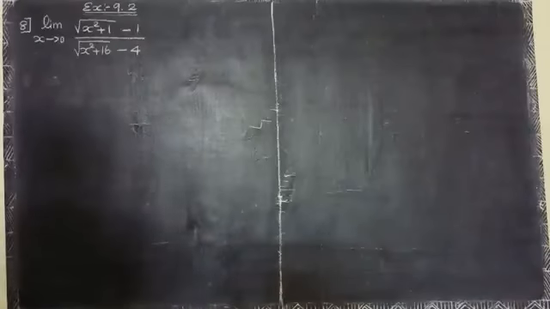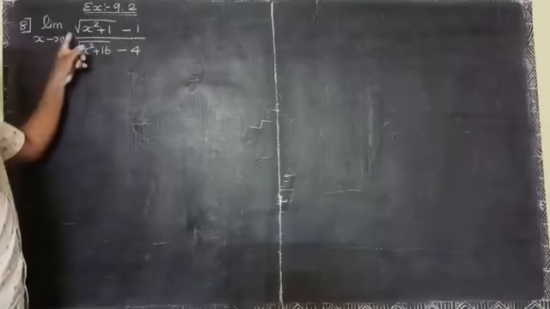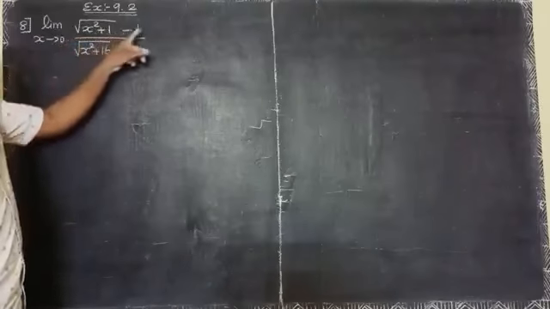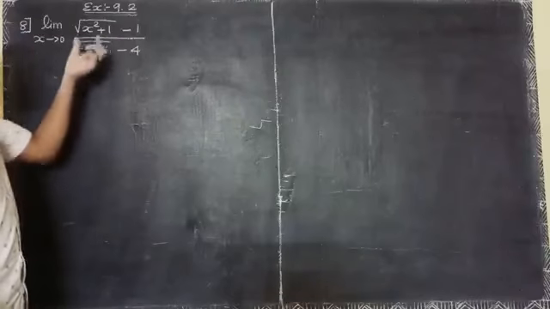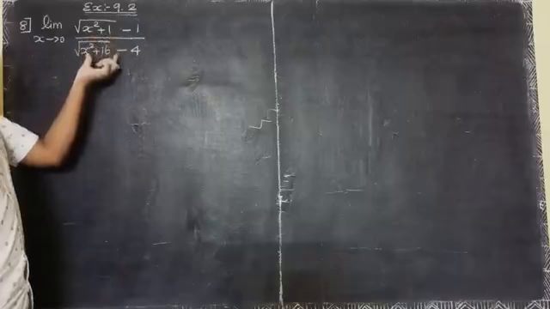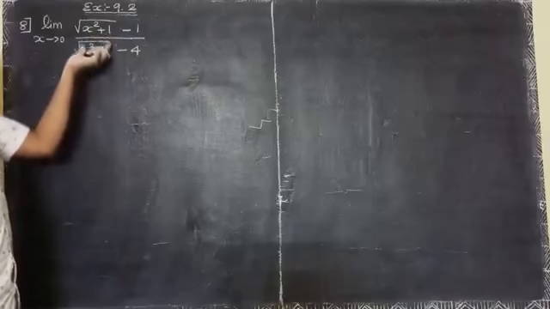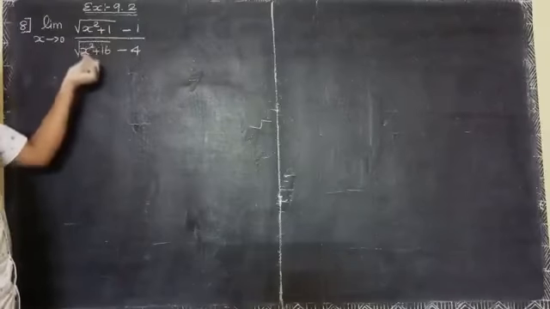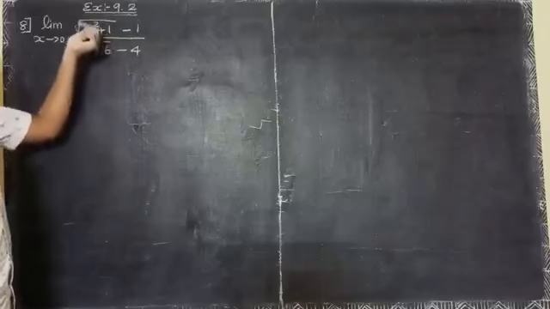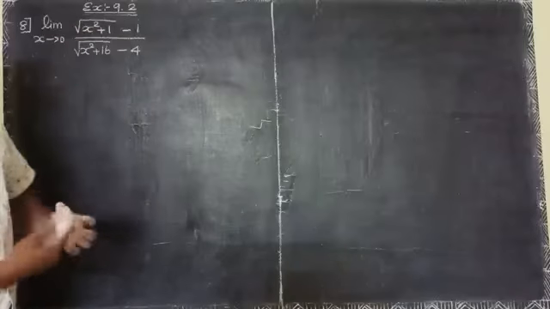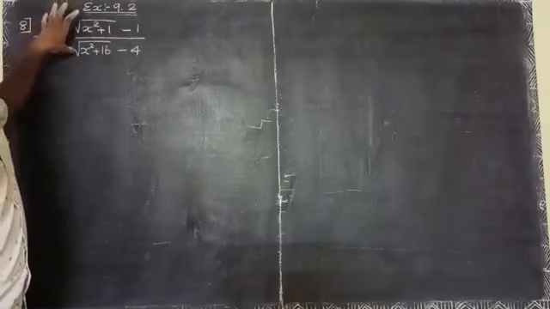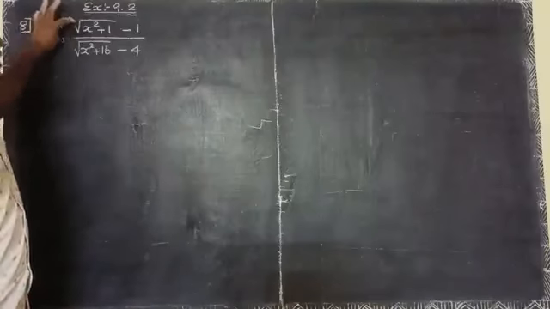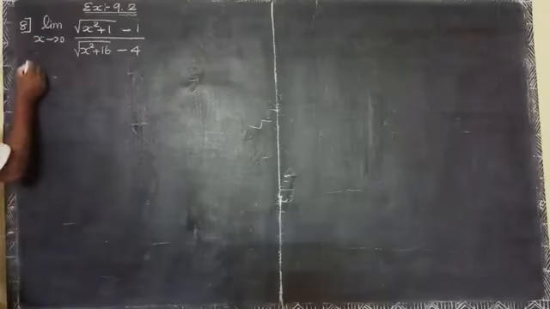Question number 8. Limit x approaches 0, square root of x square plus 1 minus 1 divided by square root of x square plus 16 minus 4. The numerator has a square root and the denominator has a square root, with factors x square plus 1 and x square plus 16. Both are different, so take the conjugate of numerator and denominator. Solution.